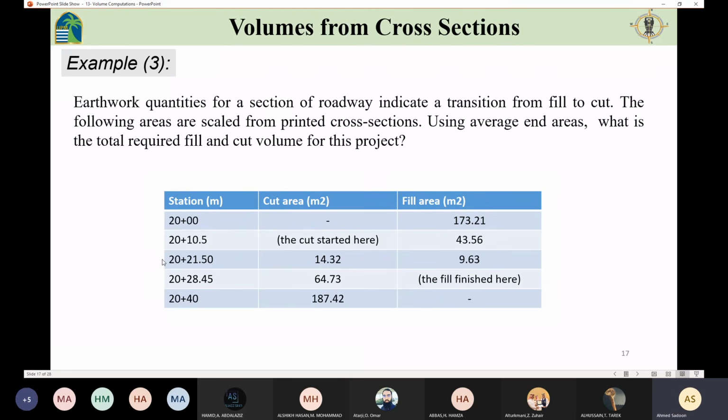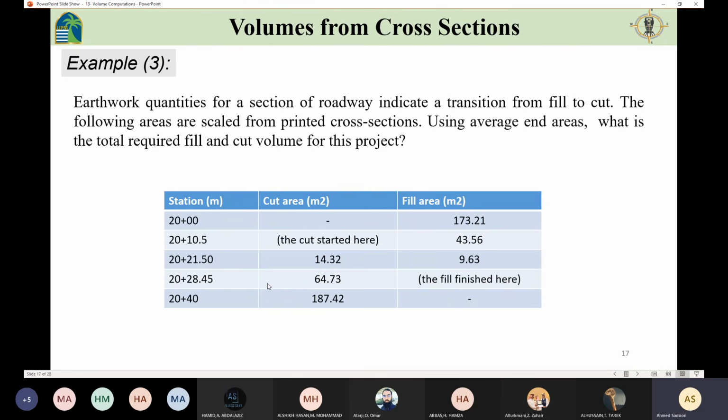Okay. Then at this station, the cut started. So the cut here was 0, but after this station, we are going to have a cut on one side, and we have a fill on the other side. So here we are going to start the transition period. Then at this station, we have cut area and we have fill area. So here we're still within the transition period.